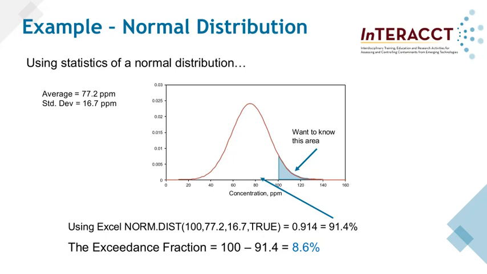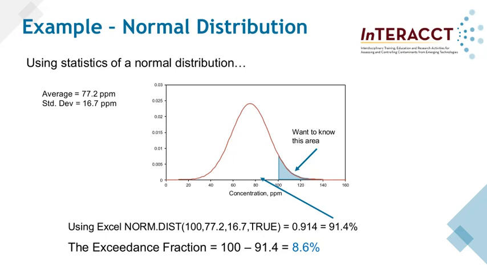standard deviation of 16.7 parts per million. With those 2 values and the Excel function NORM.DIST, we can determine the percentage of all values up to 100 parts per million, by putting in the function value 100, then the mean, and then the standard deviation value, and then TRUE, which stands for the cumulative distribution, which produced a value of 0.914, or 91.4% of all measurements will be below 100.